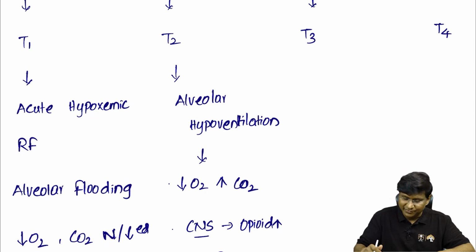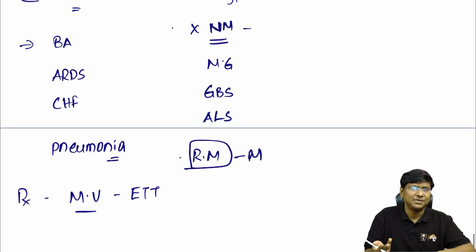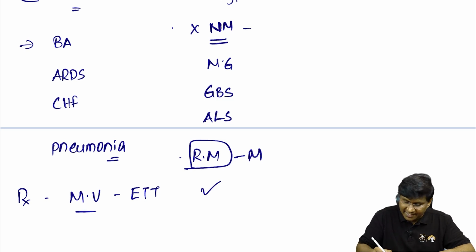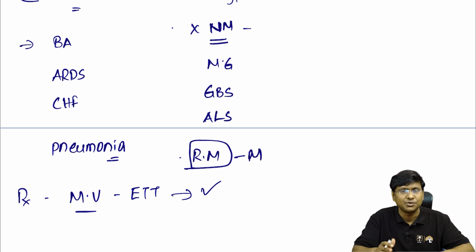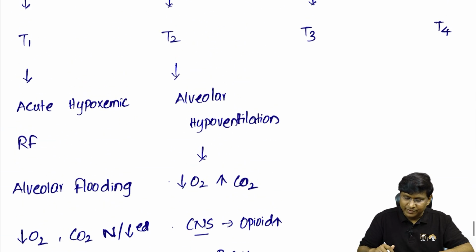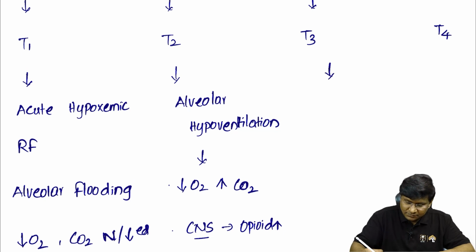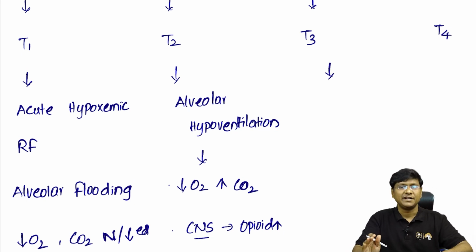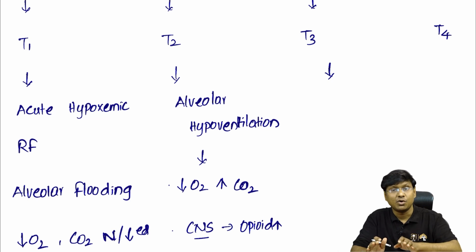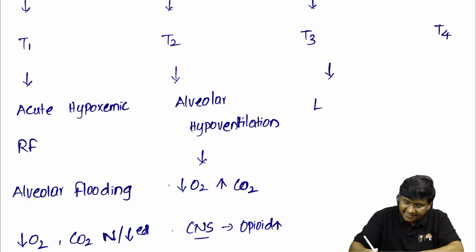And what is the treatment for type 2 respiratory failure? Same, you need to treat the underlying cause and you need to connect the patient to the mechanical ventilator with the help of an endotracheal tube, and that helps in the respiration. Okay, that is your type 2 respiratory failure. Whereas type 3 respiratory failure is that which results from lung atelectasis.